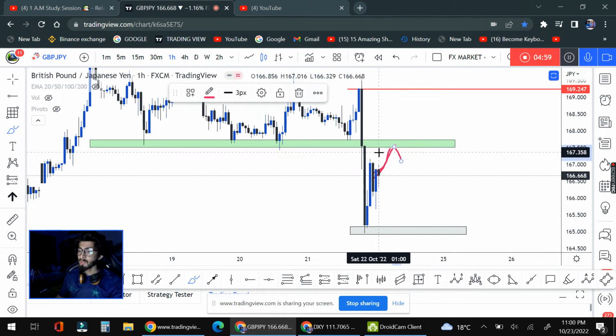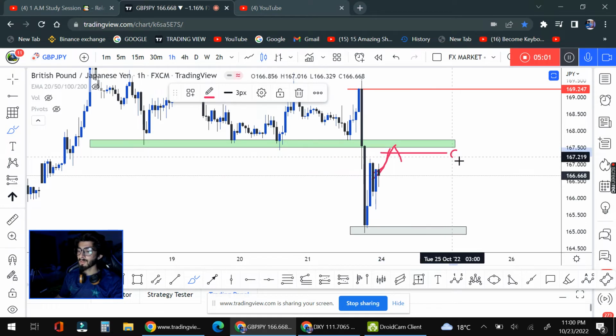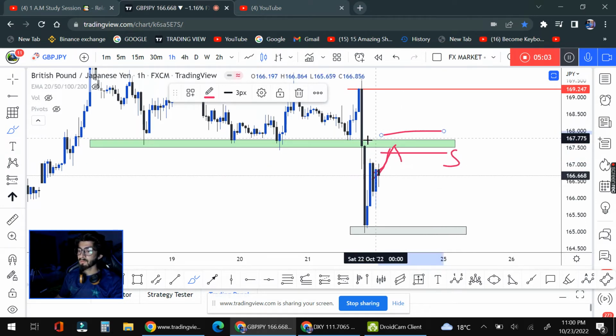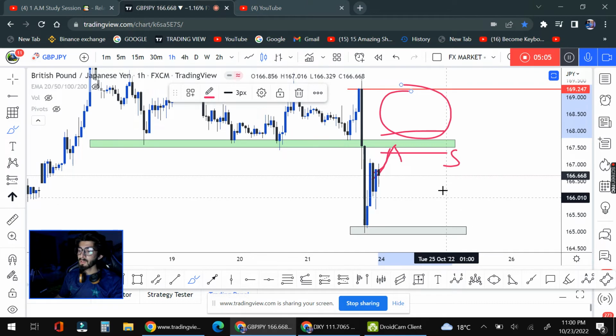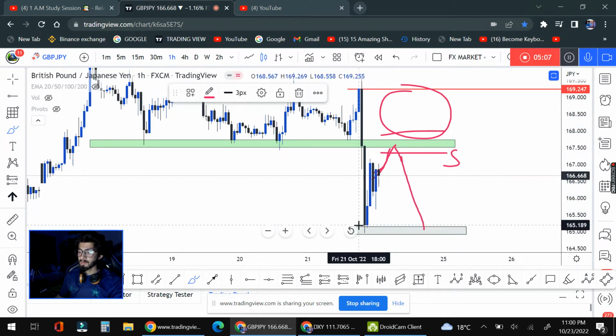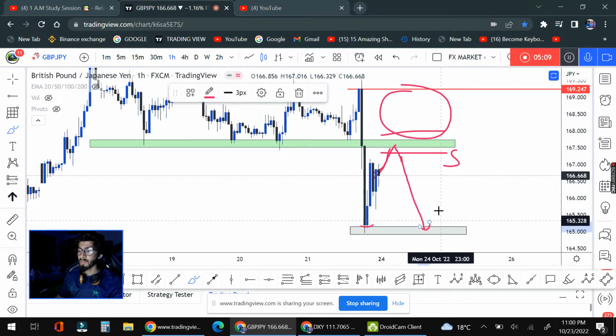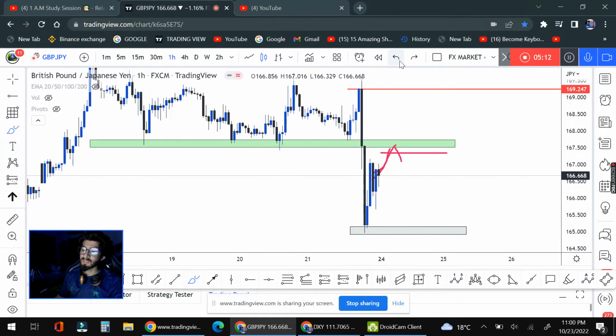So if price comes to retest, and then we see some bearishness and a bearish candle, you can go short from here, with your stop loss above this area, which is the previous zone. All right, and our target is this Friday low. So here we have a good straight short setup in the GJ.